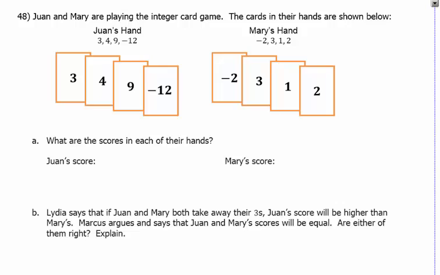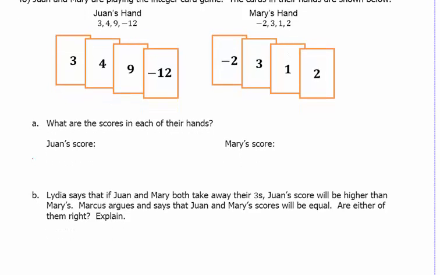On the next page, Juan and Mary are playing the integer card game. The cards in their hands are shown below. What are the scores in each of their hands? Juan's score: 3 plus 4 plus 9 plus negative 12. So 3 and 4, that's 7. Plus 9 is 16. 16 plus negative 12 is 4.